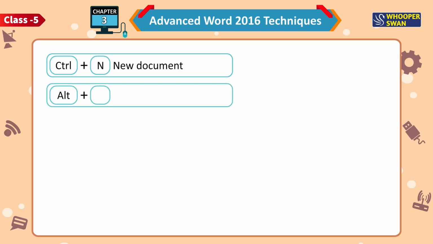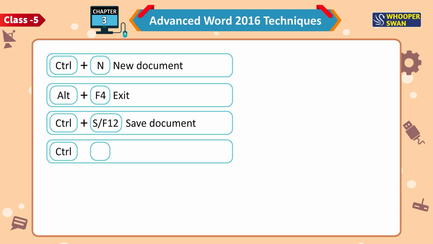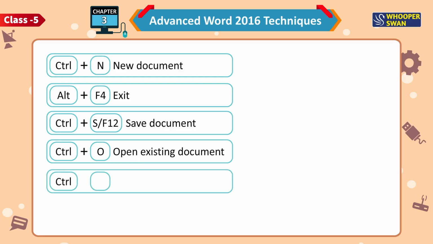Alt plus F4. Exit. Control plus S or F12. Save document. Control plus O. Open existing document. Control plus W. Close.